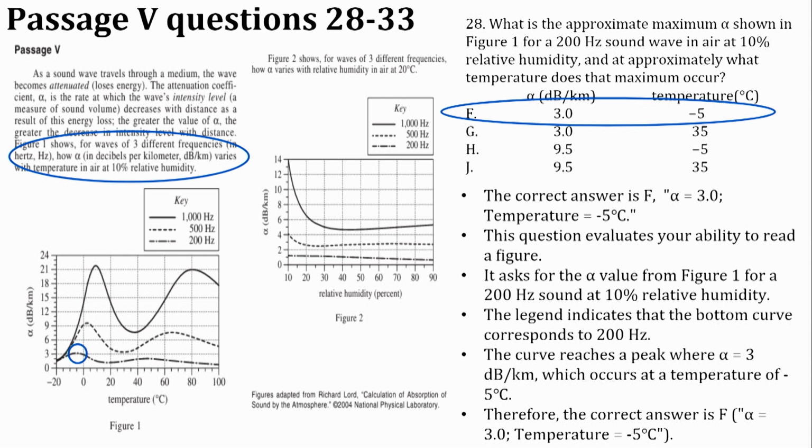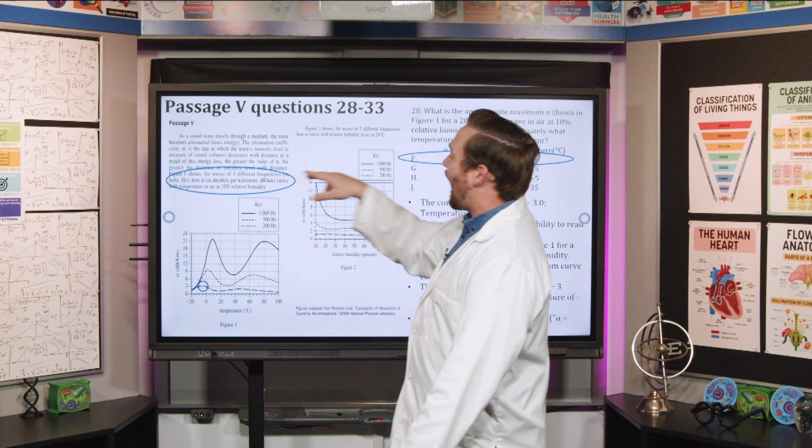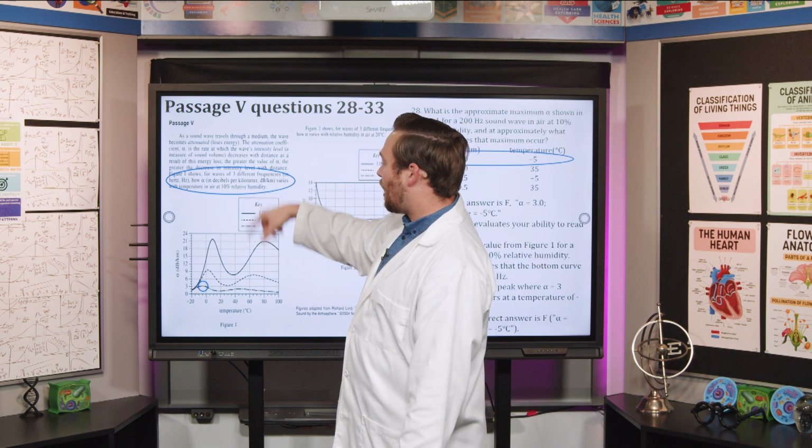Okay, well now that I have it circled there, I can use that information and compare it to my answer choices to see what the correct answer is. The best answer here is F because that corresponds to the point on the graph where it has reached its maximum. I think that this part of the question that says a 200 hertz sound wave in air at 10% relative humidity might have confused some people, because you're looking over the graph and the table to try to find where it says 10% relative humidity. Well, I have that part circled up here above the graph.